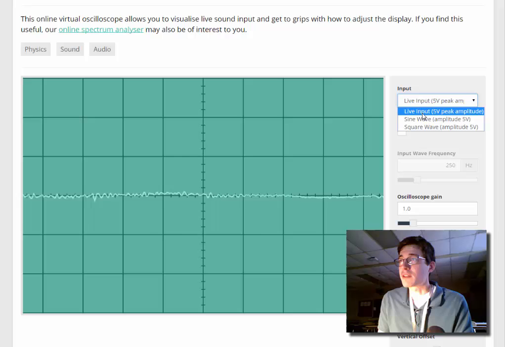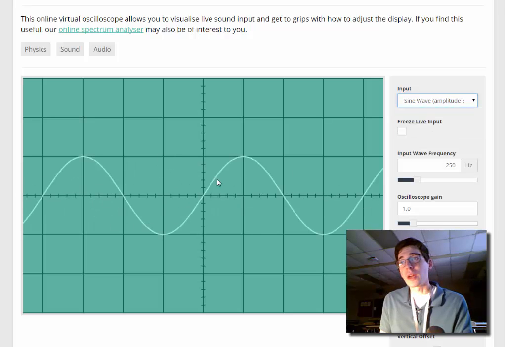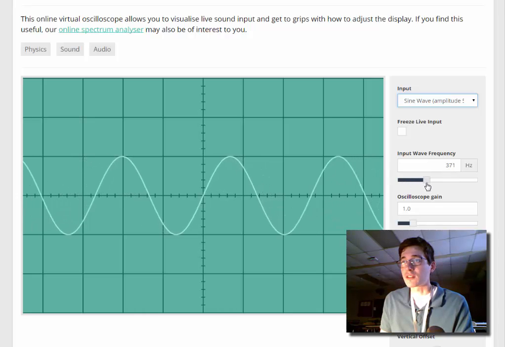Okay, let me pause the live input. We're going to look at a sine wave. So here's a wave. Remember, a wave is a full cycle. We go up once, down once, and back to our resting position. And it's set at 250 hertz right now. As I increase my frequency, so I get more waves per second, look at the wavelength.